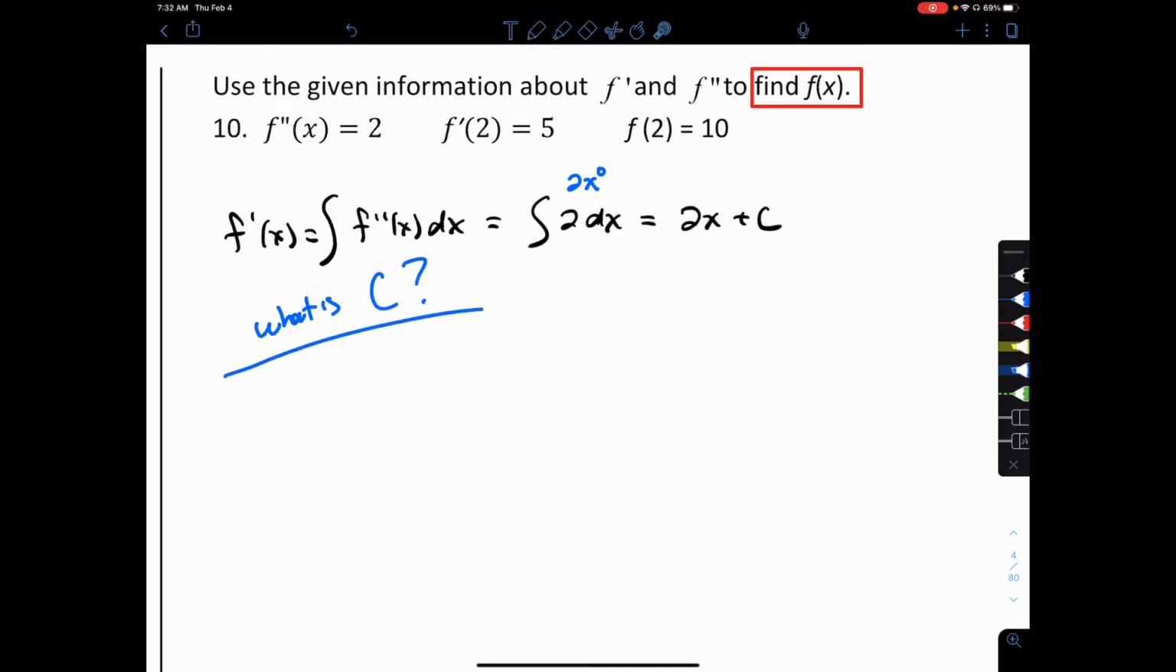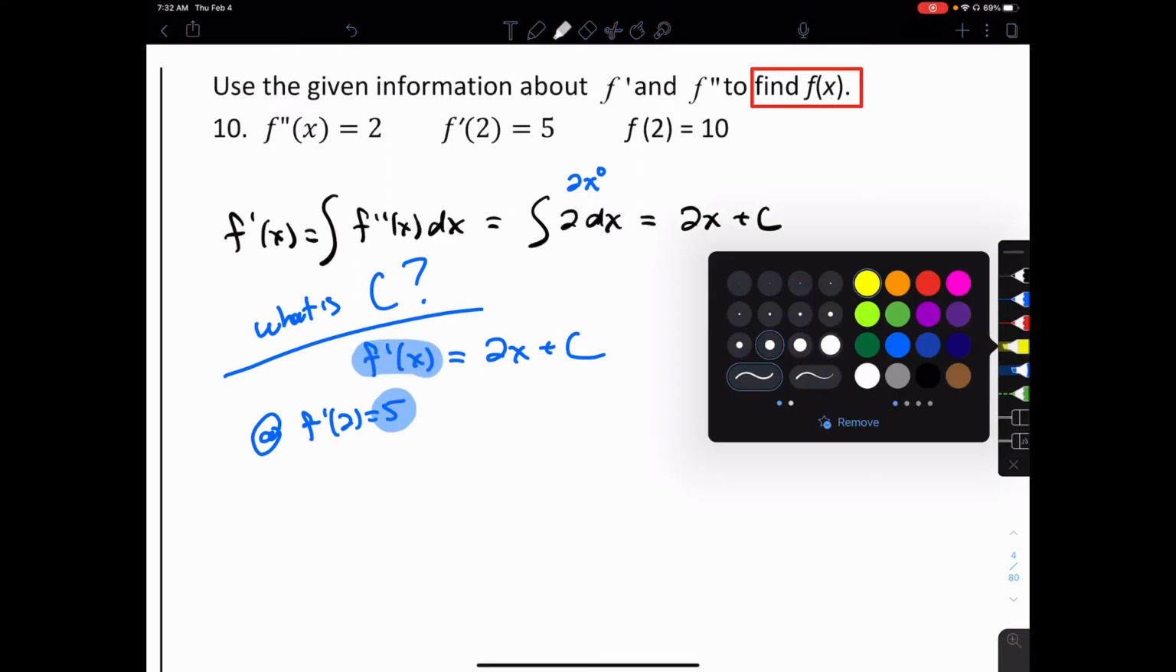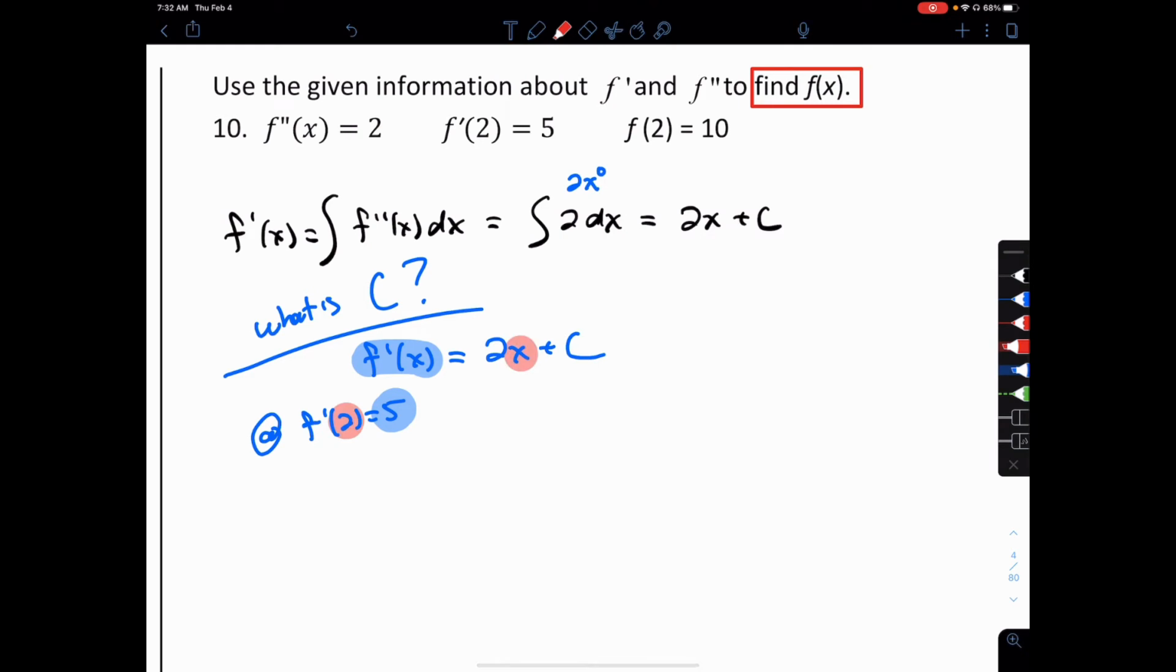To figure that out, we need an ordered pair that uses f prime. So as far as we know right now, f prime of x is equal to 2x plus c. We have this ordered pair right here, f prime of 2 equals 5. So if we replace f prime with 5 and the x in here with 2, we should be able to figure out what c is.